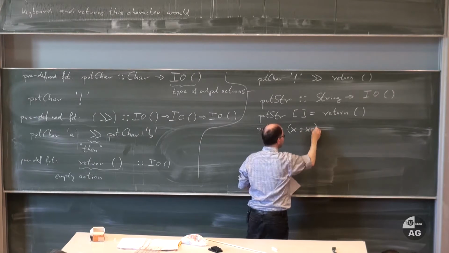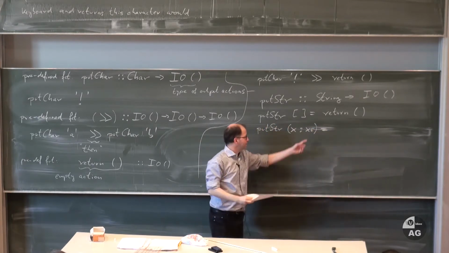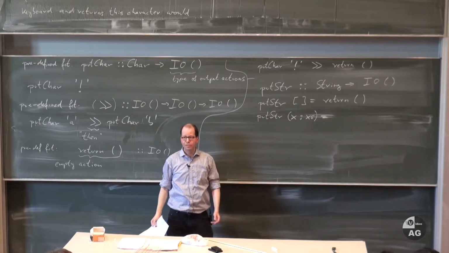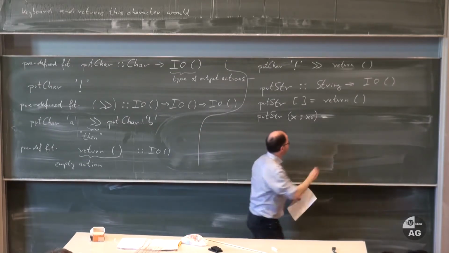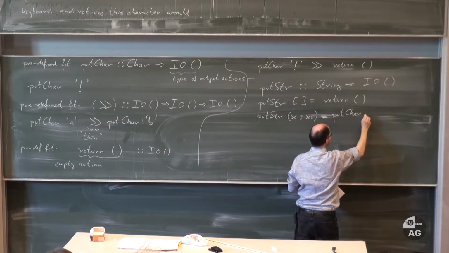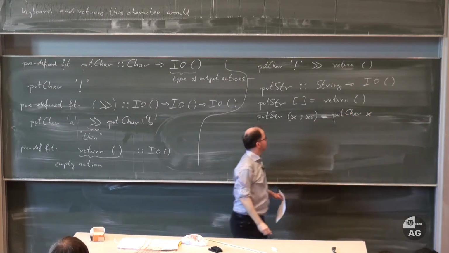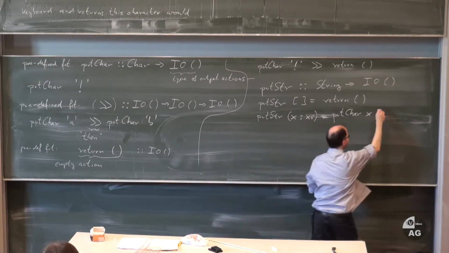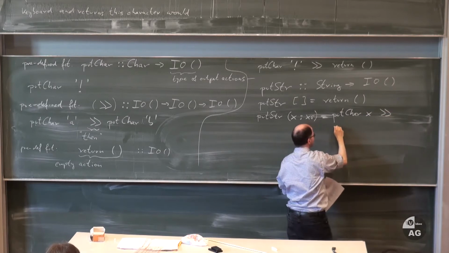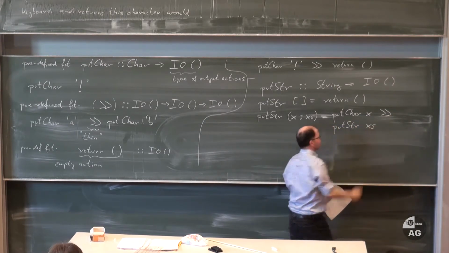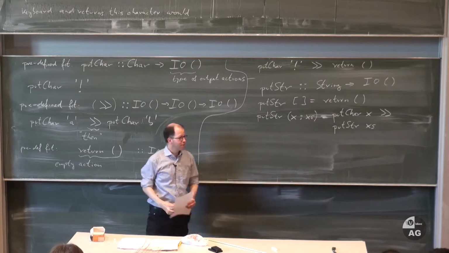And if the string is non-empty, put string x:xs. So x is the first character, and this is the list of the remaining characters. Then what will we do? Put character, right? So the first character that we want to print is x. And then, put string xs. So this does the right thing.